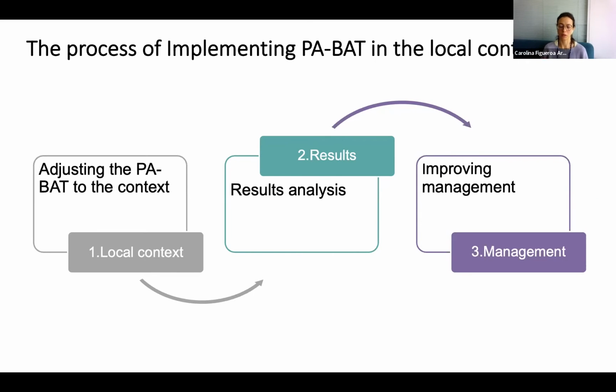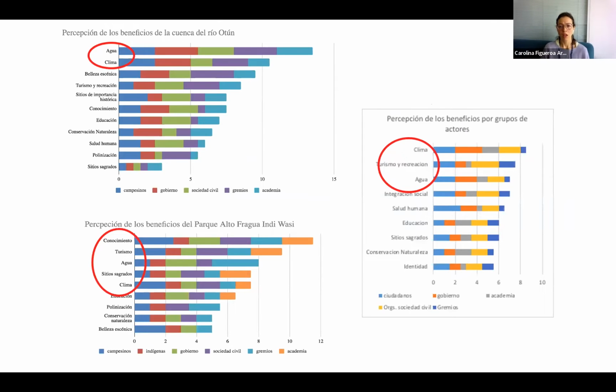So these are the three main steps that we went through in each context, except that for the New Zealand one, we only stayed in the design. They haven't implemented the tool yet. And of course, we don't have as many results as Cassandra was showing in the different countries in Europe where PA-BAT was developed.